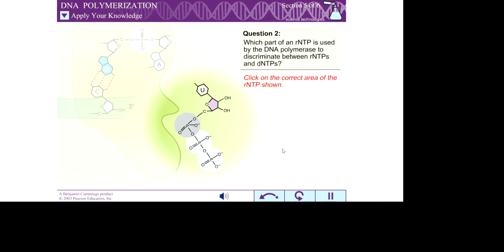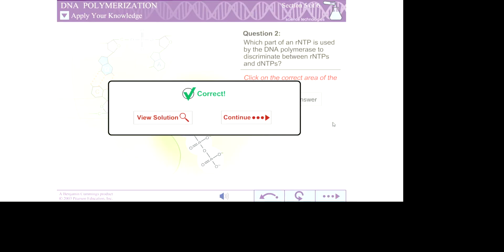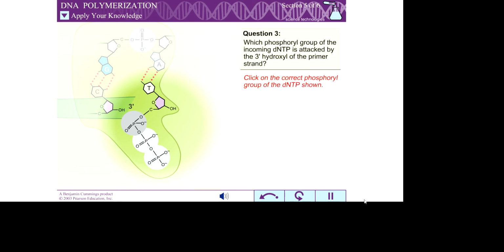Question 2. Which part of an RNTP is used by the DNA polymerase to discriminate between RNTPs and DNTPs? Correct. Question 3. Which phosphoryl group of the incoming DNTP is attacked by the 3' hydroxyl of the primer strand? Correct.